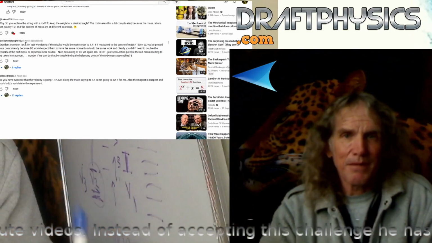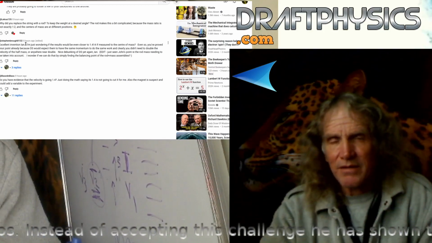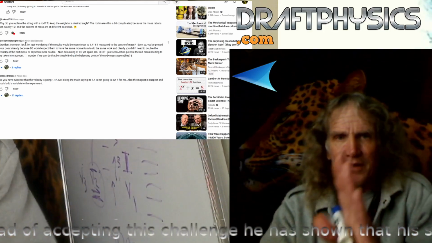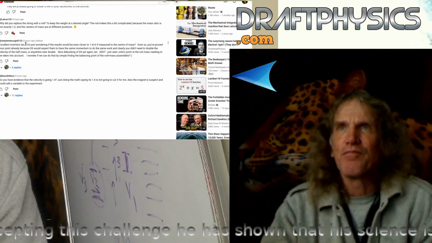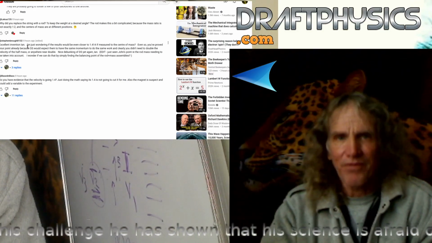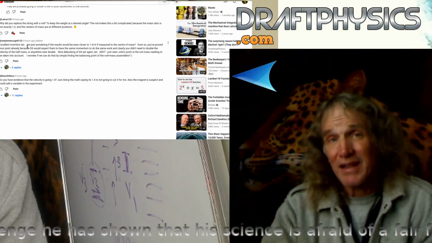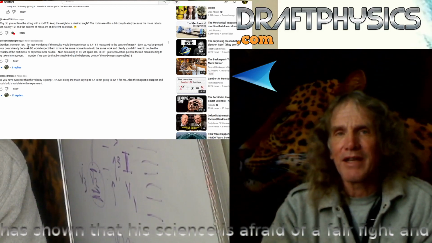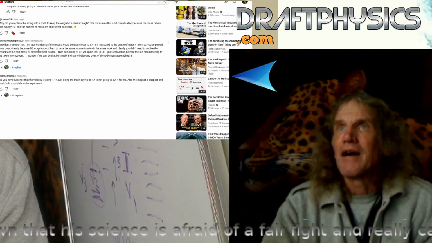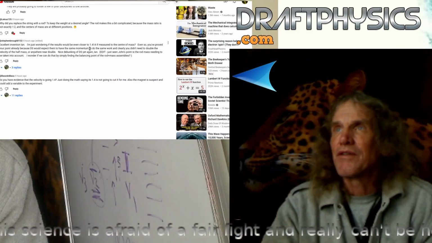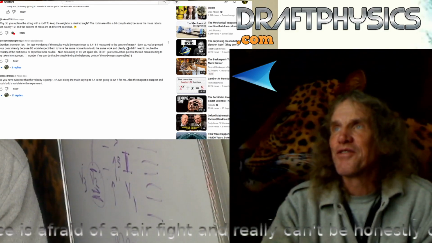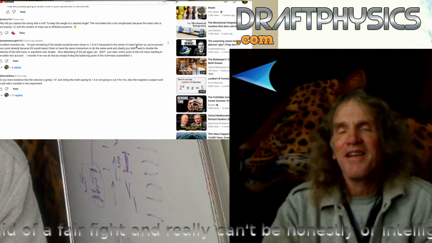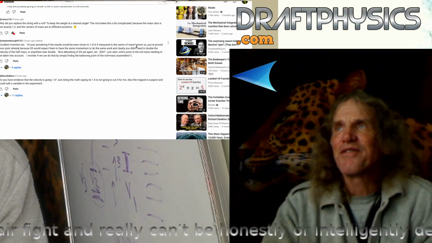So that's like proving, in my opinion, that wood breaks exactly the same no matter how you apply the pressure. When we already know that, no, it fractures and breaks with a lot less energy if you can apply the energy quickly. I'm just wondering if the results would be even closer to 1.4 if measured to the center of mass. So again, what good would center of mass do you?